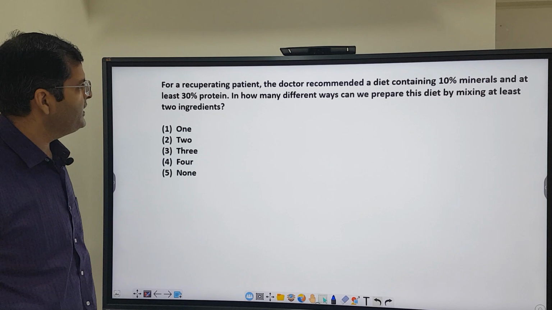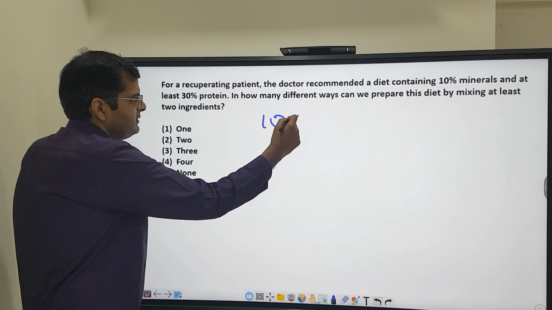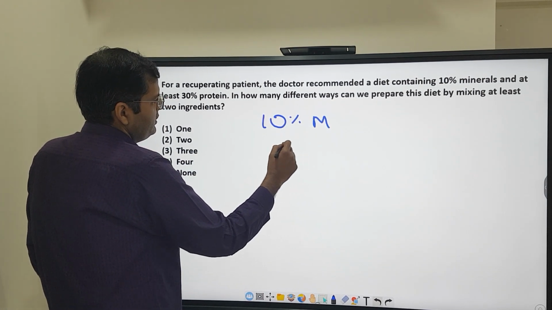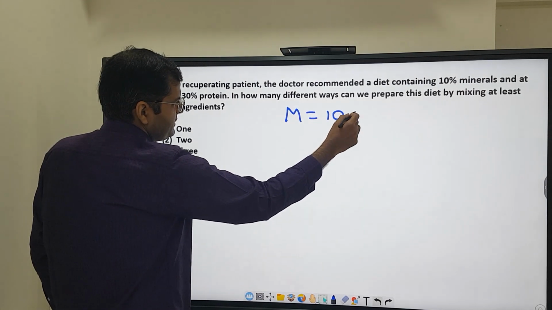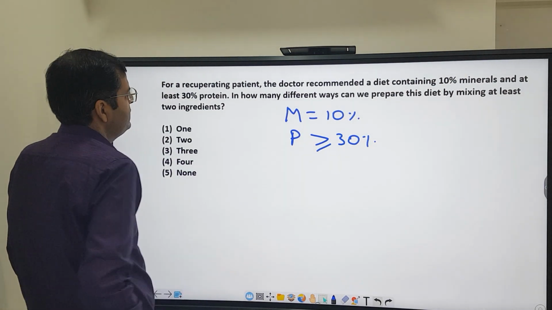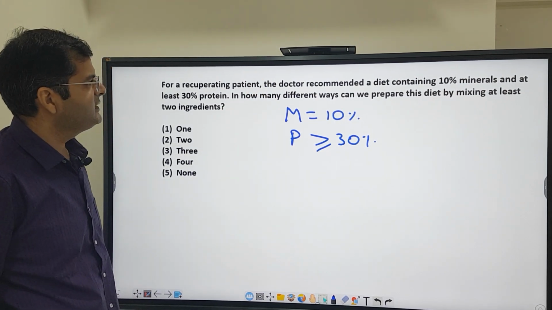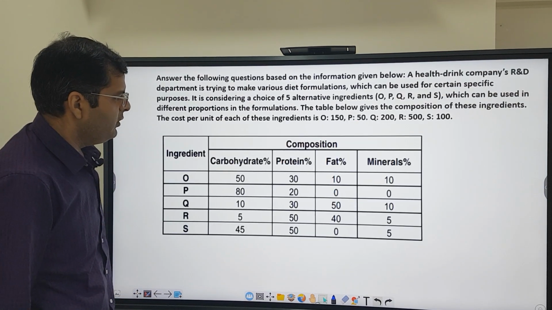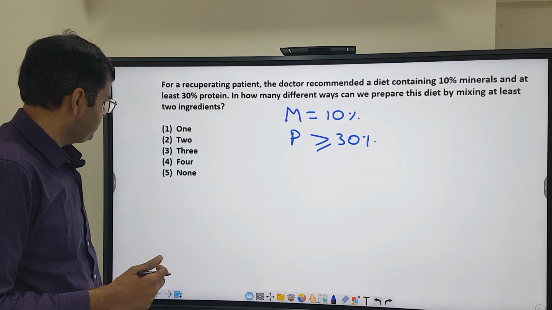Question says, for a recuperating patient, the doctor recommended a diet containing 10% minerals. So it is 10% minerals, M, and at least 30% protein. So first of all, mineral M equals 10% and protein P is greater than or equal to 30%. Okay, at least 30% means either equal to 30% or more than that. In how many different ways this diet can be prepared by mixing at least 2 ingredients? So over here, if I look at minerals, I have to mix at least 2 ingredients.